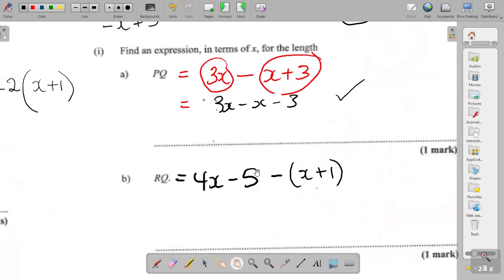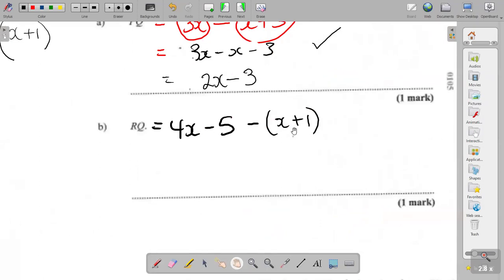So let's go back now. Our answer is not plus 3. Our answer is 2x minus 3. Now, look at this example. Do you see how you should be watching this now? I need to rewrite this first, because this is going to become 4x minus 5 minus x minus 1.